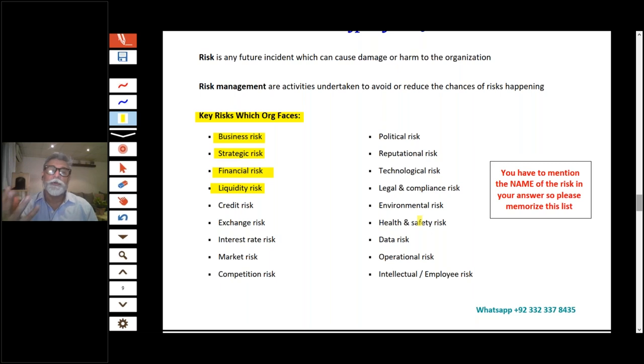Liquidity risk, the risk that you are not able to meet your current liabilities, day-to-day expenses. It's a cash flow thing. Credit risk, the risk that your debtors or your customers do not pay you what they owe you. Credit risk will lead to liquidity risk, of course. If my customers don't pay me, it will lead to liquidity risk. And when liquidity risk becomes bigger, it will lead to financial risk. Financial risk is bigger in size. And if it is not addressed, it may ultimately result in going concern. So all these are related or linked, right? Interesting.